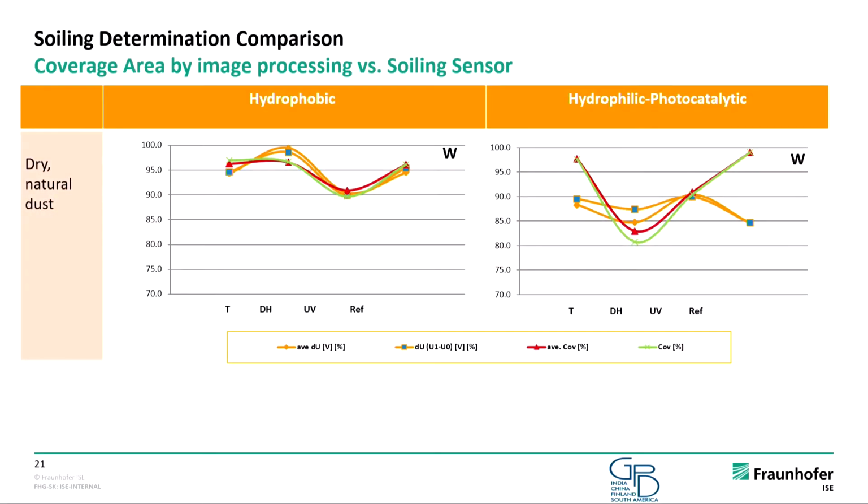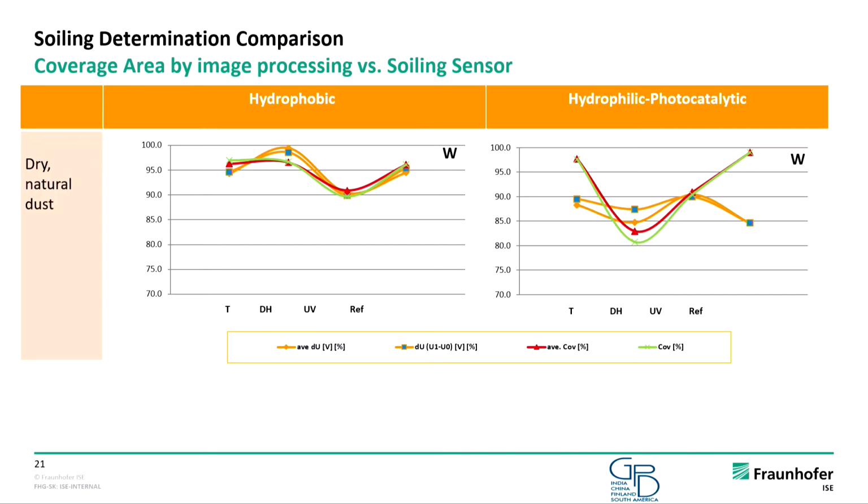Coming now to my next slide, which does compare these two, coverage area by image processing or by soiling sensoring. Here, plotted as percentage over the different, let's say, for now, a dry and natural dust. This is only one dust. There's much more data in behind, and only on two types of coatings, because hydrophobic, hydrophilic coatings is always the question, what should we do?